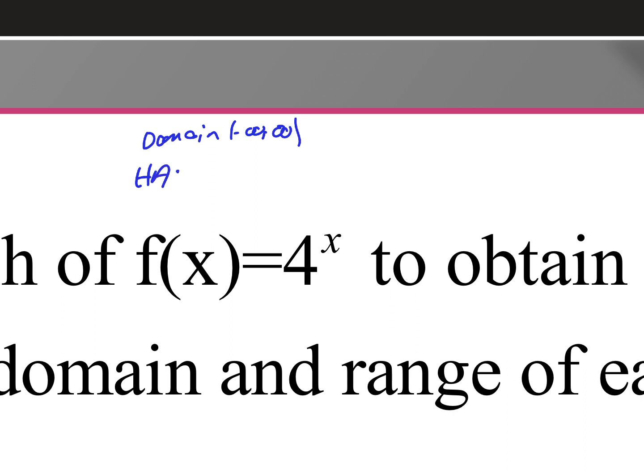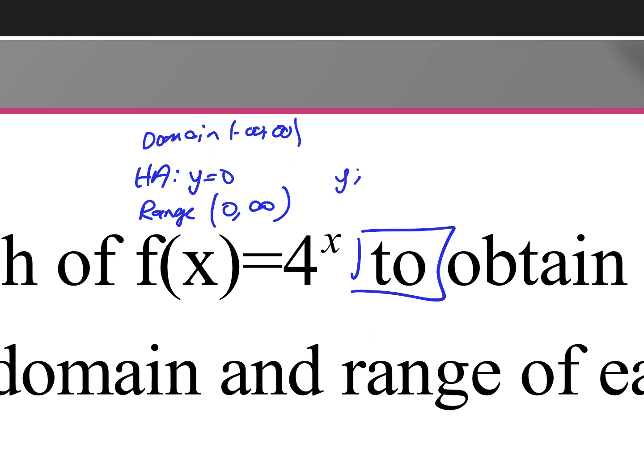Where does this function get really, really close to but not touch? Y equals 0. Whatever is adding or subtracting back here. So if it's a positive function, it's not flipped over or anything, what's my range then? From 1 to infinity. Not 1. From 0 to infinity, good.